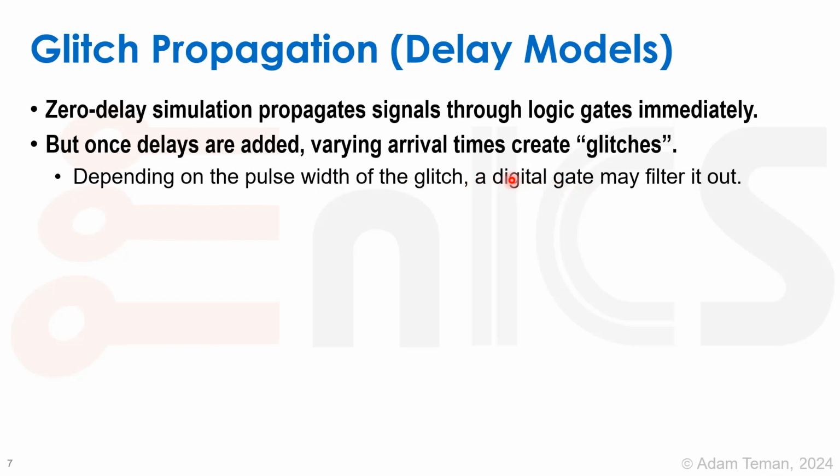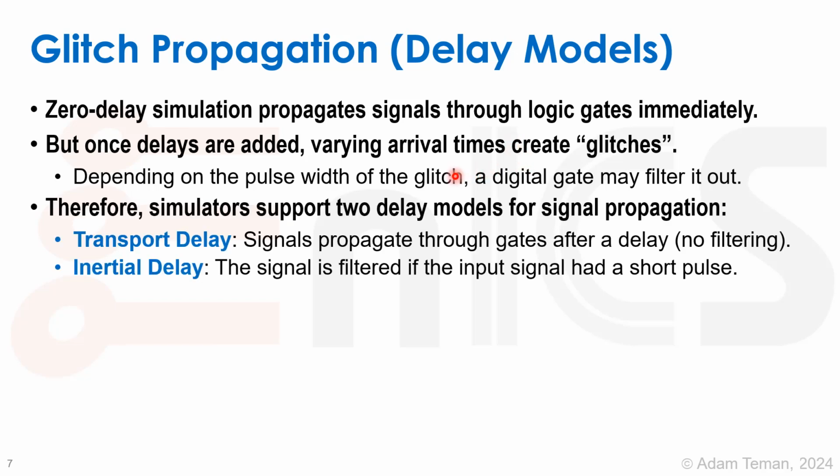So how is that taken care of in simulation? That's what these delay models are. There are two types of delay models that simulators usually support. One is called transport delay, and in this case we completely ignore the fact that digital gates are filters. Basically, signals automatically propagate through gates after a delay. There's no filtering done, so the output waveform is going to completely copy the input waveform. On the other hand, there is inertial delay, which is typically used, and then the signal is filtered if the input signal has a short pulse.